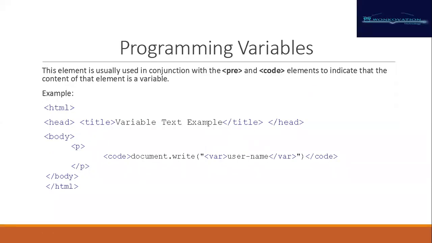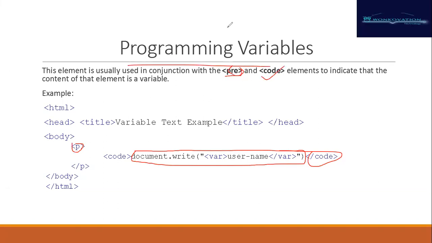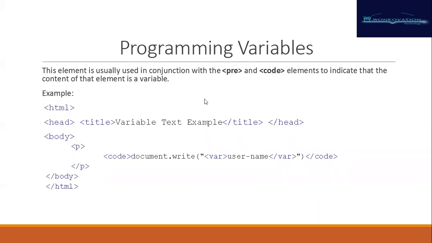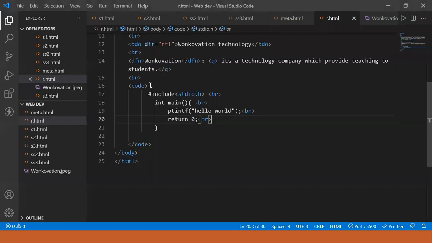Now, programming variable. How can we write a programming variable? Using the pre and code elements together indicates that the content of the element is a variable. Over here we are using some code. This is Java code, and here the code is written and P is written. Inside the P we are using those programming variables. We have done the code, but we also have pre. Let me show you.